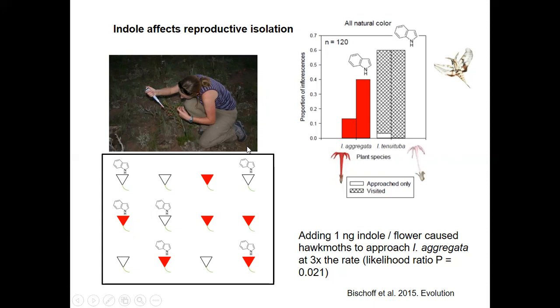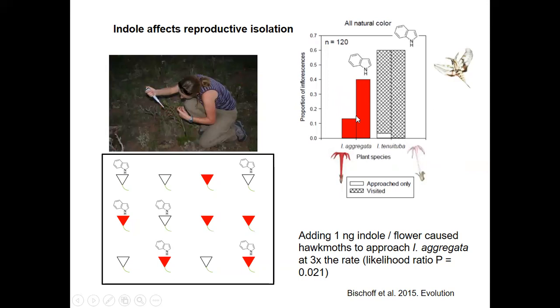So half the plants, we added 1 nanogram of indole per flower. And when we did that, if you look at what happened on the Ipomopsis aggregata plants that don't normally produce indole, when we added indole to them, we got 3 times as many hawk moths approaching very close to the inflorescences. So indole attracts hawk moths.